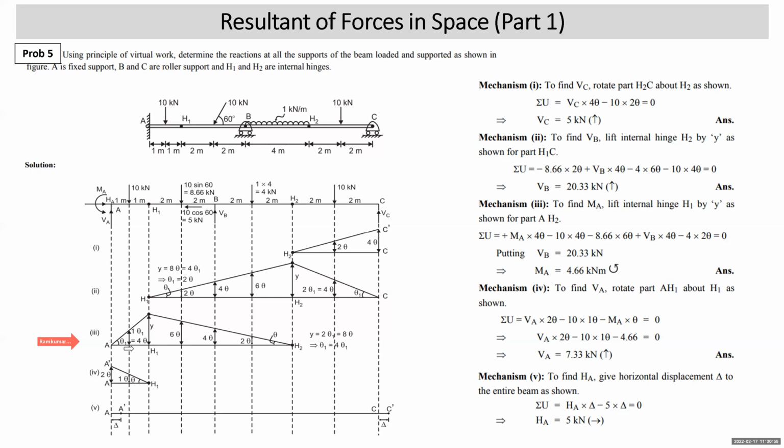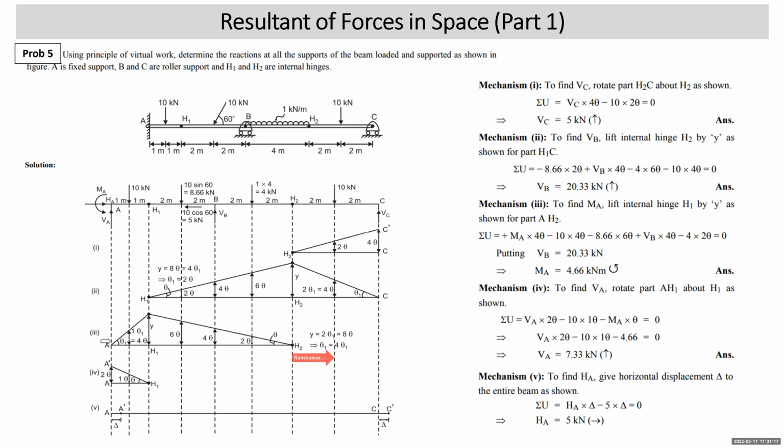So y from the left hand side will be 2 theta 1. From the right hand side, it is at what distance? 8 meters, so 8 theta. Y is equal to 2 theta 1, which is 8 theta. So theta 1 comes out to be 4 theta. Theta 1 is equal to 4 theta. All right. Now start.